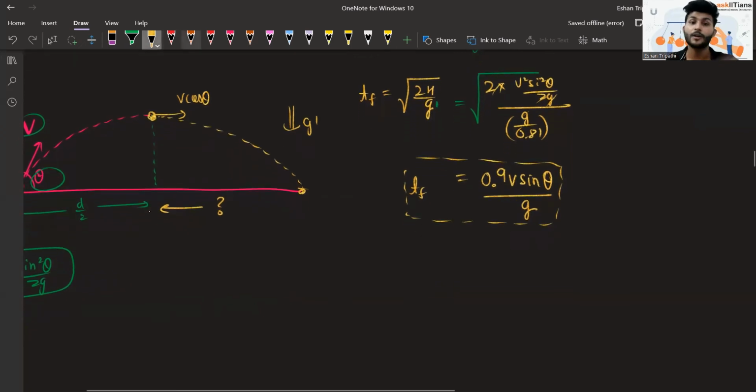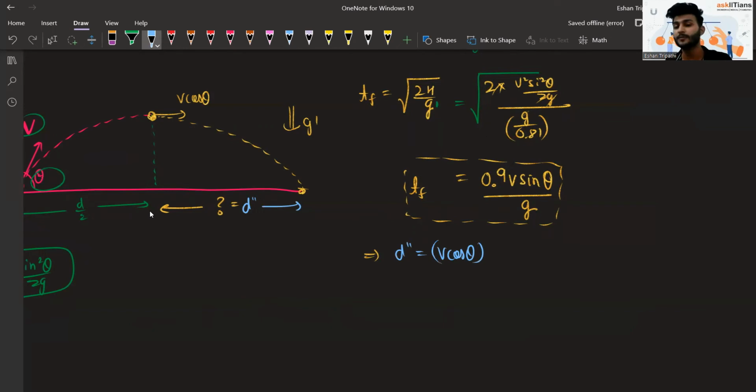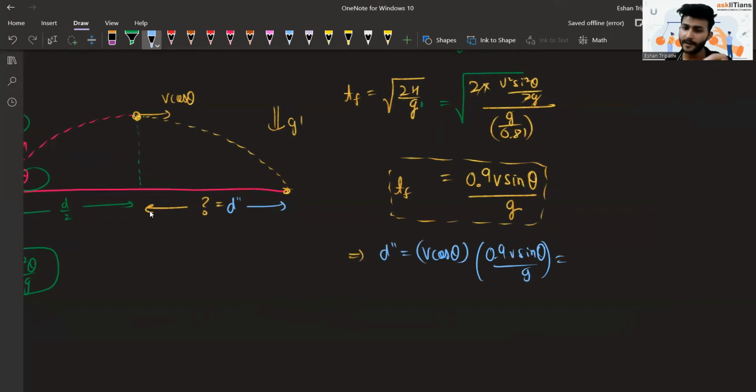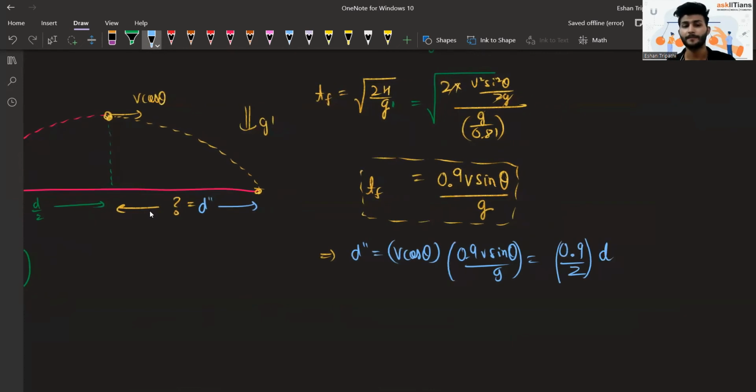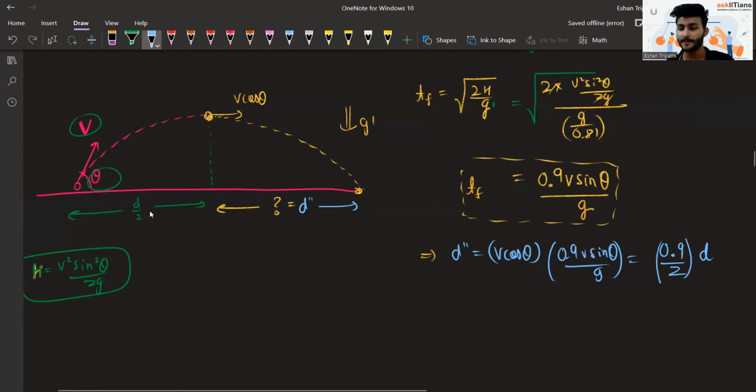But we have to find the horizontal displacement in the time that this has happened. So we can say that this new part, what should I call it? Let's call it d double dash. So this d double dash comes out to be the horizontal velocity v cos theta and the time for which it has moved to the right, 0.9 v sine theta by g. So you can notice it comes out to be 0.9 v square sine theta cos theta divided by g. So we can actually call it 0.9 by 2 times the original range d. This comes out to be the case.